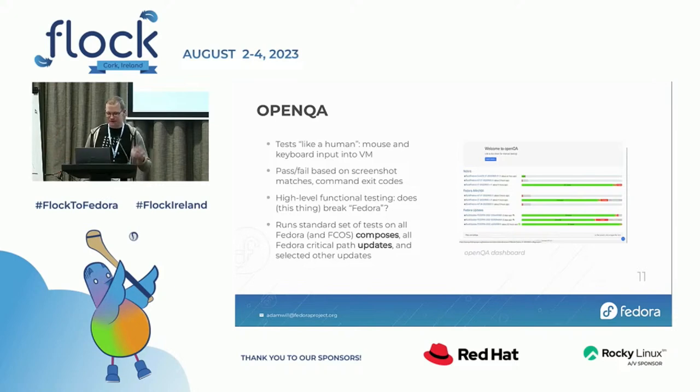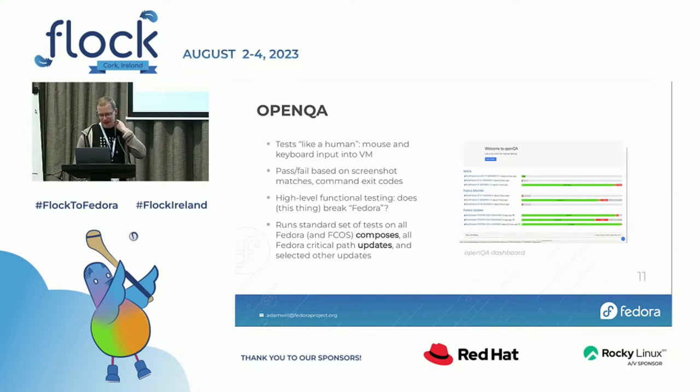What we use it for, as I said on the previous slide, is high-level functional testing. We build off the release criteria and say, okay, what are the core requirements for Fedora? What are the things we want to know at all times? Are these still working? That's what OpenQA focuses on testing.